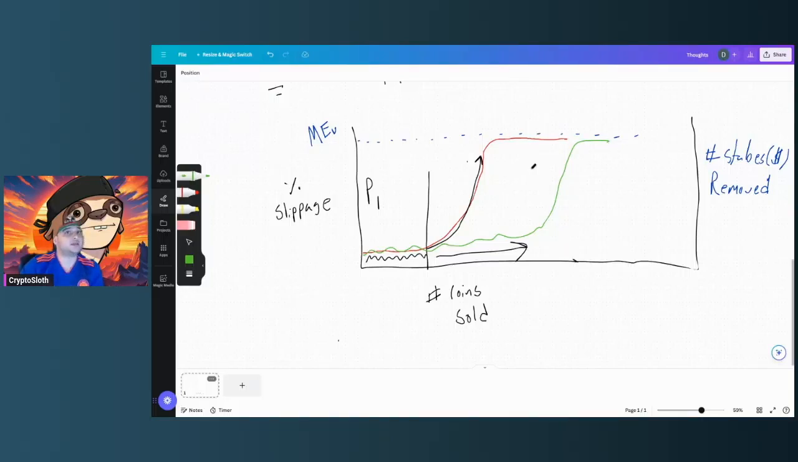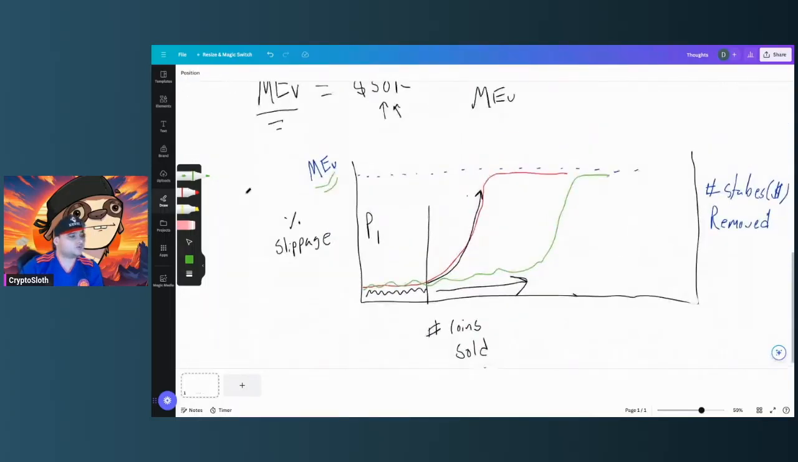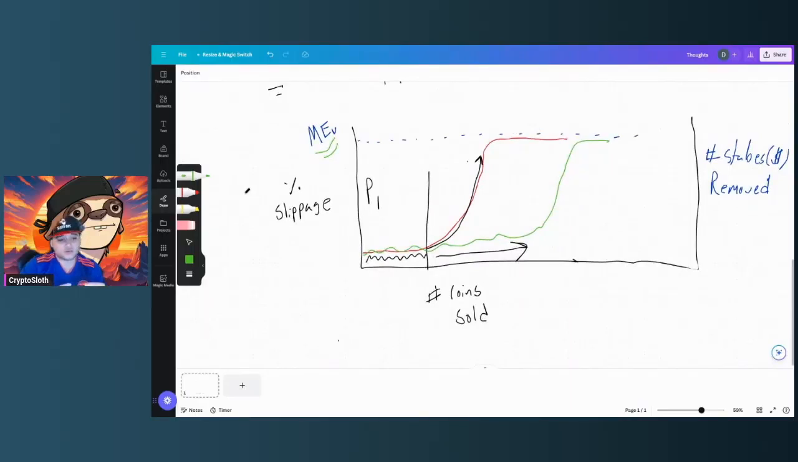But what if, instead of selling one to make it go down 50%, you could sell 10,000 to make it go down 50%? You're now in a better situation. You have more backing dollar value. You have a higher MEV. And so that's essentially the point that I want to get across.